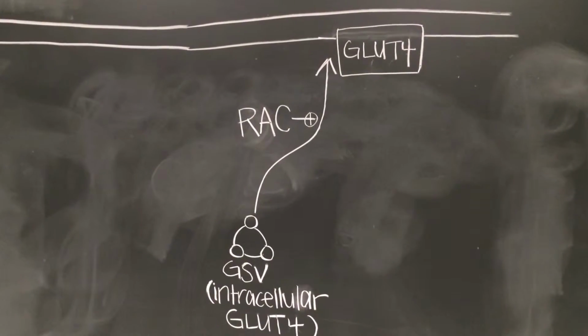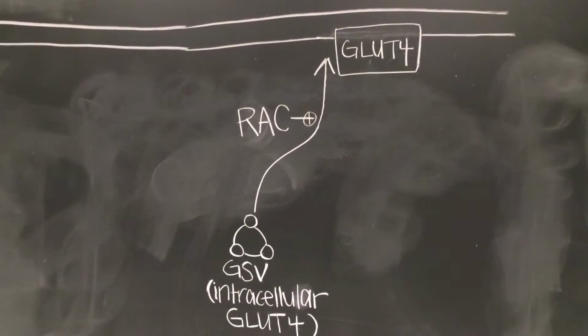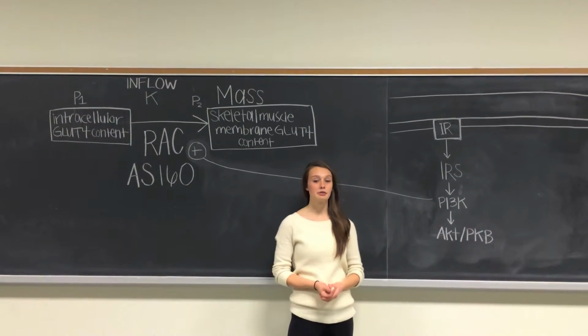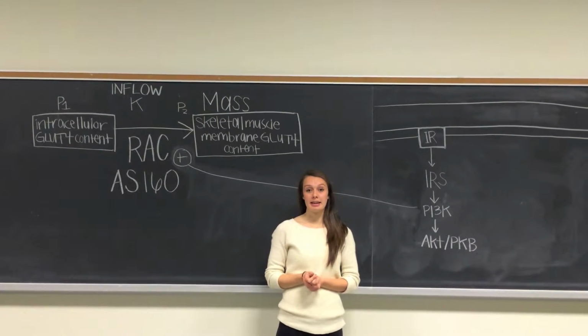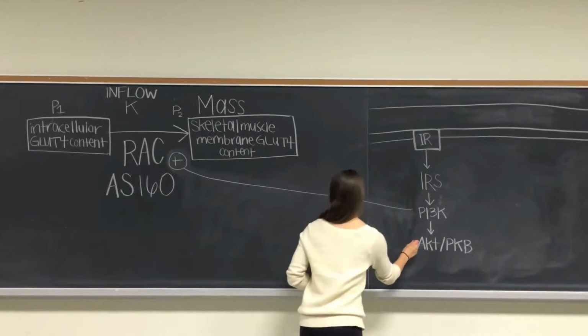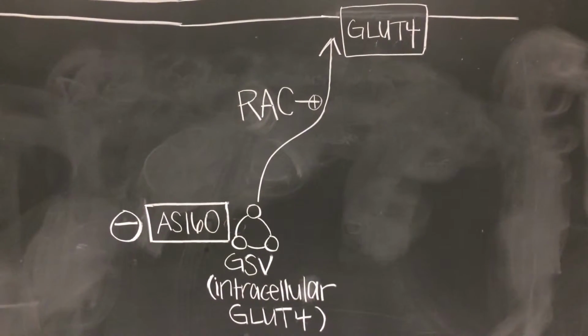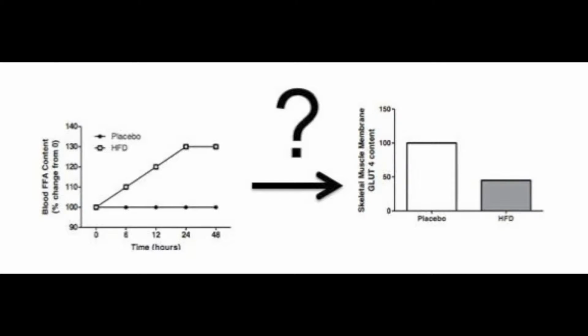When RAC is activated, it transports GLUT4 to the membrane along the actin cytoskeleton. PI3K further activates the insulin signaling cascade through activation of AKT and PKB, which in turn inhibits AS160. This inhibition of AS160 allows GLUT4 to be translocated to the skeletal muscle membrane. What mechanisms might exist that link the decreased skeletal muscle membrane GLUT4 content and the increased blood free fatty acid content that we see in our problem?